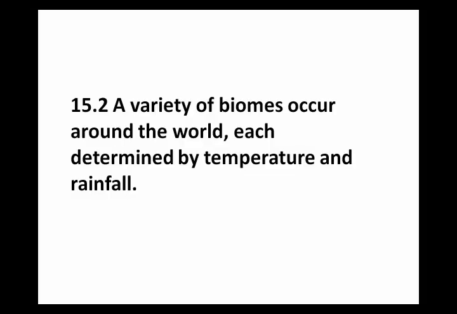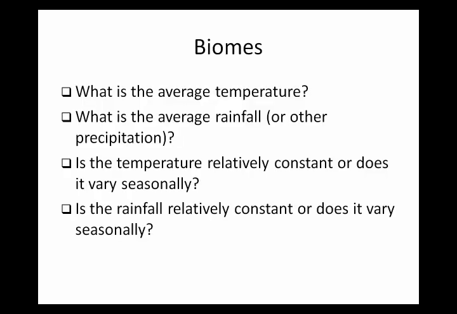And so we find that we have a variety of what are called biomes that occur around the world. Each are determined by temperature and rainfall. So different biomes around the world would have different temperatures. They would have a certain amount of rainfall that would fall over the course of the year. They would have temperatures that are either staying relatively constant, or that vary seasonally.